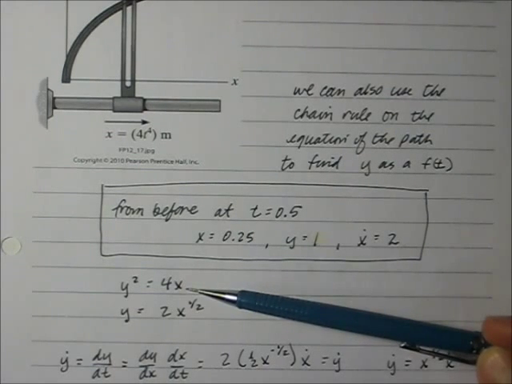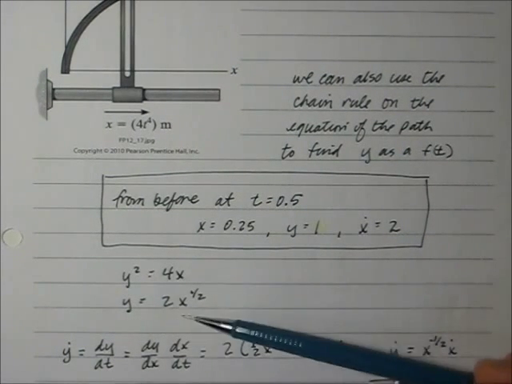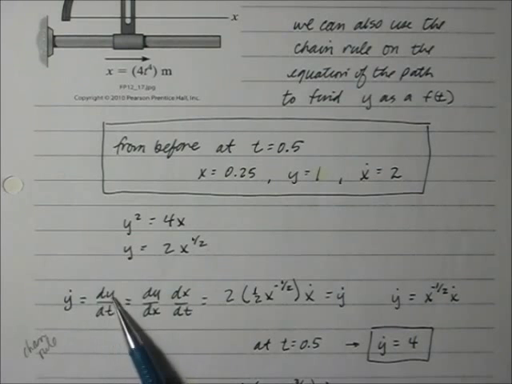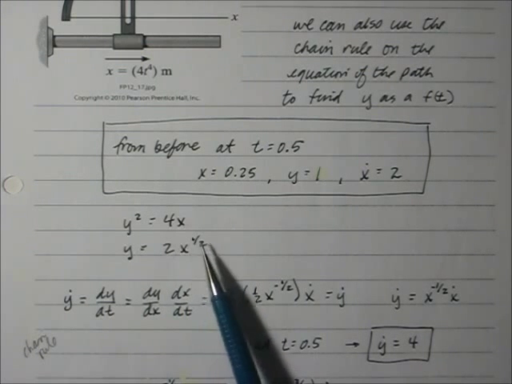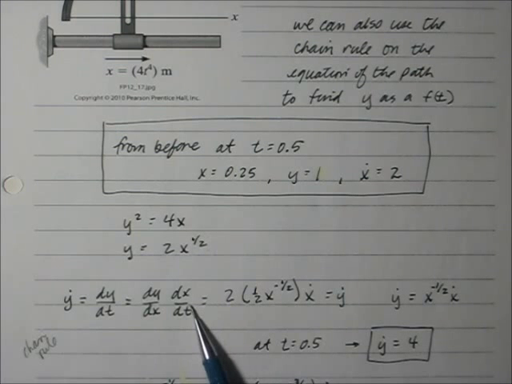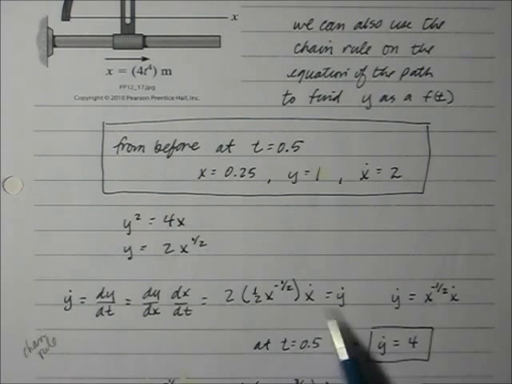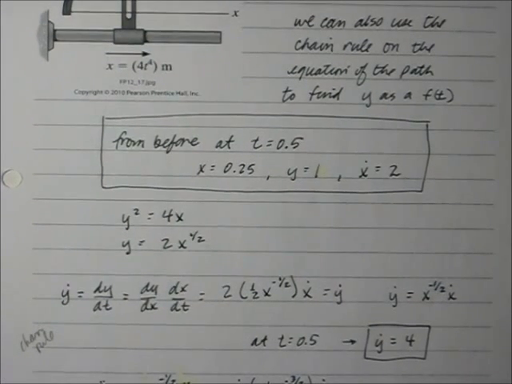So y squared is equal to 4x. I can take the square root of both sides here, and that gives y is equal to 2x to the 1/2. I can take the time derivative of this equation, dy dt, which is equal to dy dx times dx dt. So I'll say that that's 2, and then I take dy dx here, 1/2 times x to the minus 1/2, that's what that is. Then the dx dt is x dot, so now I have an expression for y dot. Simplified just a little bit, I get y dot is equal to x to the minus 1/2 times x dot. Evaluating that at t is equal to 0.5, I get y dot is equal to 4, which agrees with what we had on the other page.